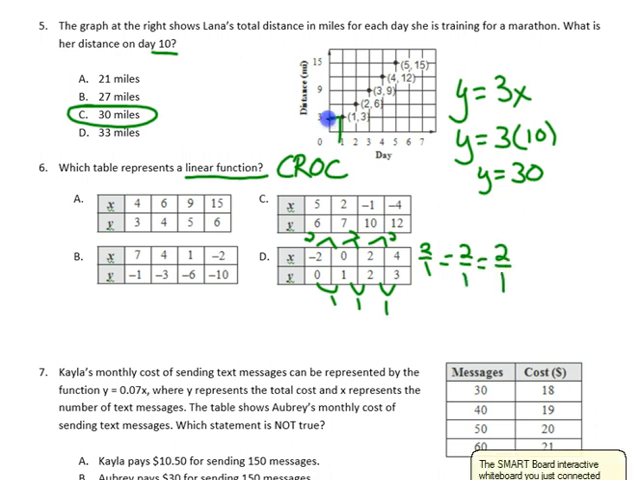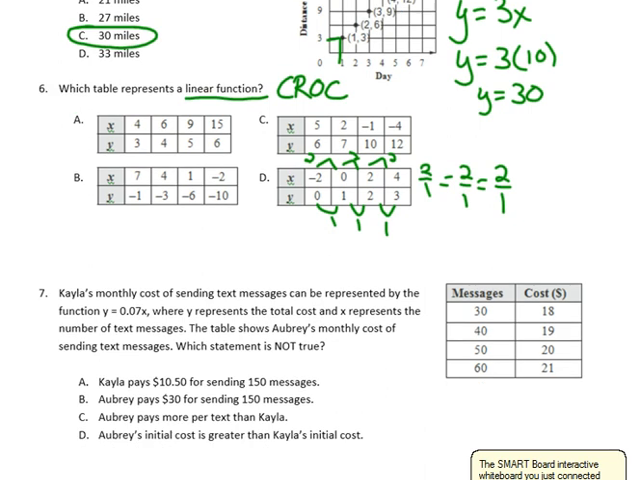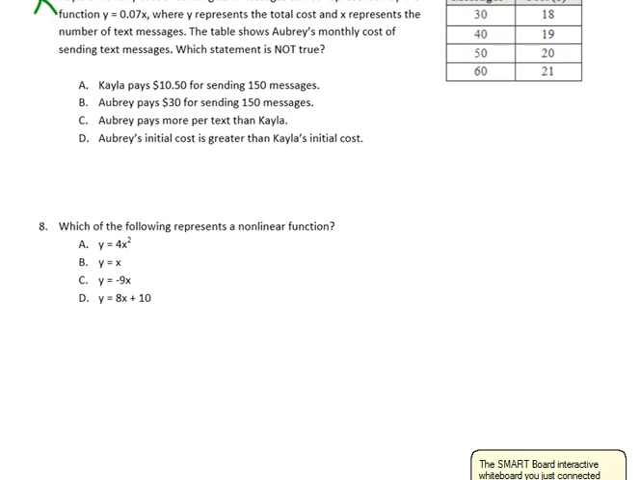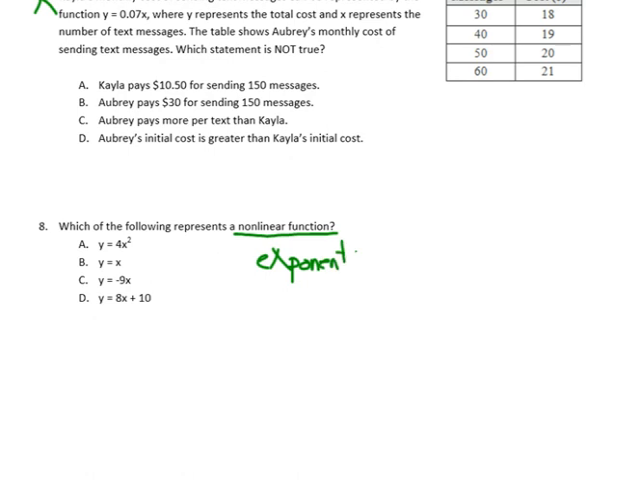Number 7, I told you in class to cross off. There's actually no correct answer for that one. I don't know what happened there. Which of the following represents a nonlinear function? Nonlinear functions have exponents other than 1. So when I look, the only one that has an exponent other than 1 is A, nonlinear function.